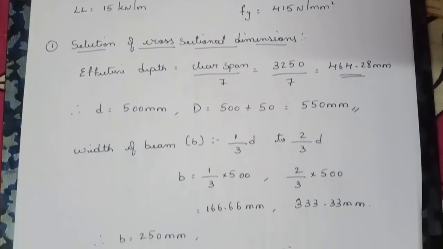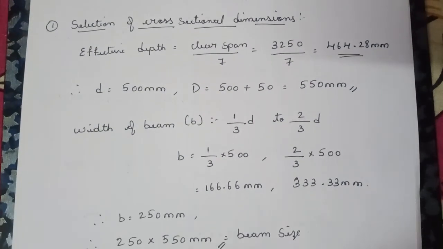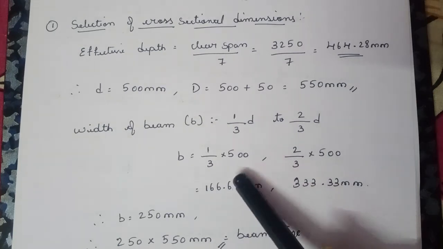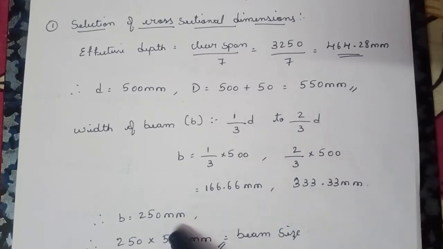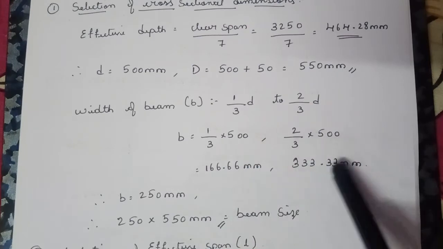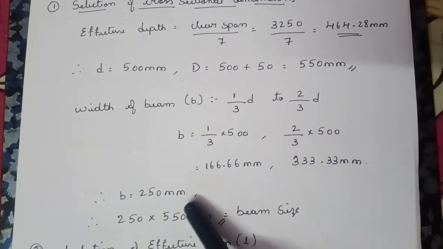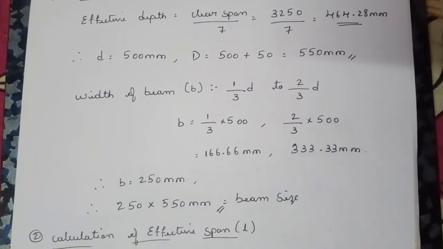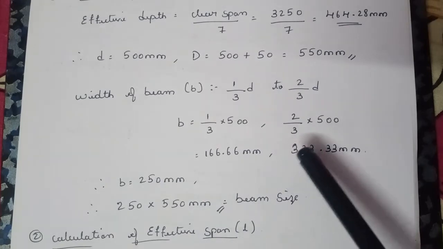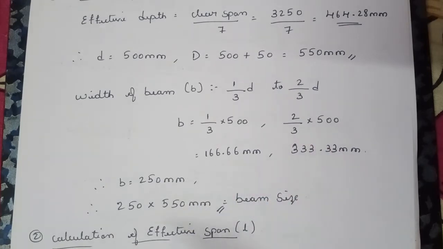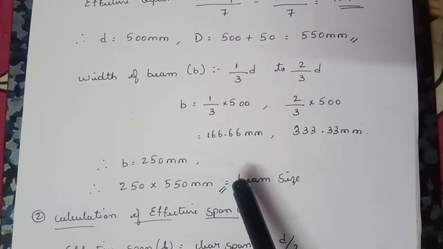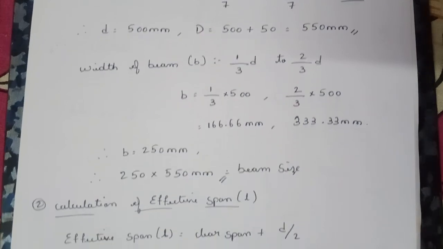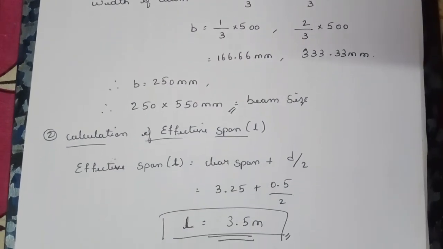To calculate the width of the beam, you can go with 1 by 3rd to 2 by 3rd of the D. If you substitute it, you will get two values. It should be between these two, so I have taken 250. I have taken the whole number between these two as 250. You can take anything, you can take 200, you can take 300, 250, anything. So I have taken this one. This is my final dimension of the beam. With this we'll calculate the effective span as the next step.